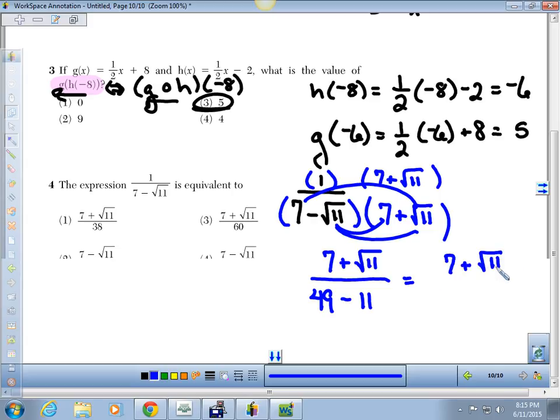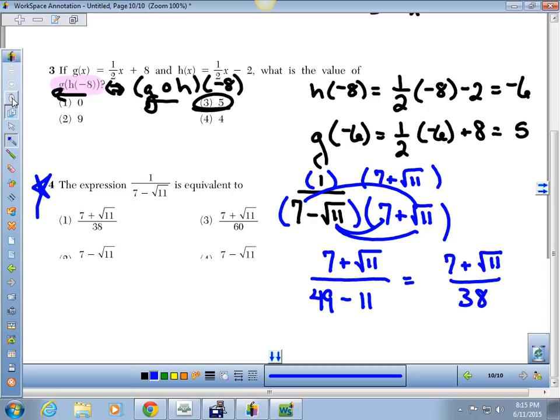38. 7 plus radical 11 over 38. Choice number 1. I like this. I think this is a great question, but I don't like it in part 1 because it can be done completely in the calculator. I like this one in part 2. It's a pretty simple concept. It's just a FOIL. We just got to understand that I've got to multiply by the conjugate. I'd rather see this one in part 2 than in part 1 because it's a very simple one.